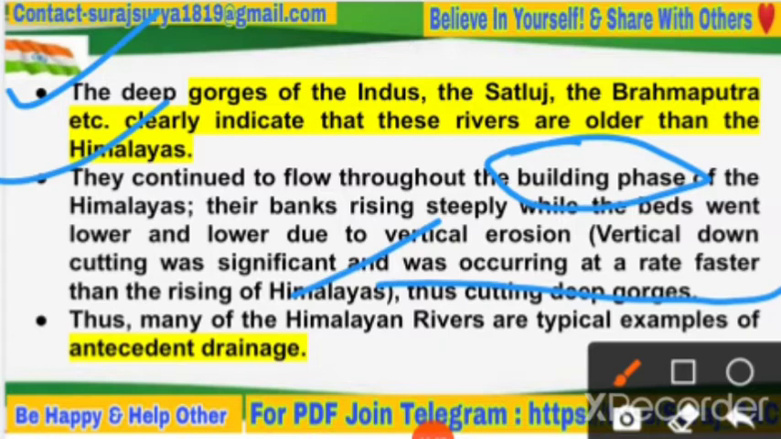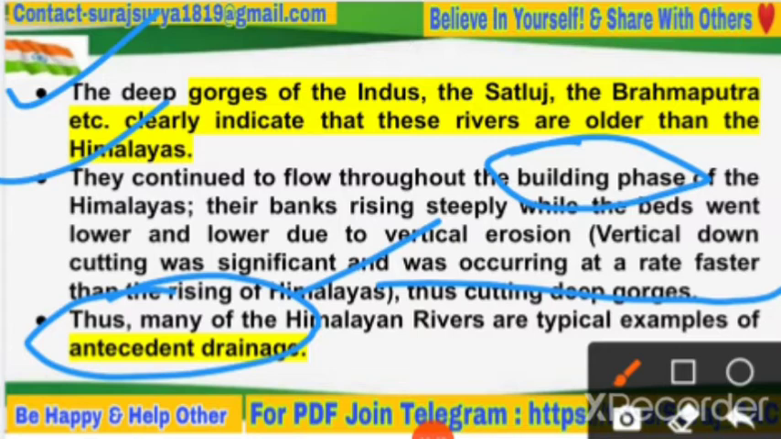That's why the deep gorges of all these Himalayan rivers have formed, and they all have antecedent drainage, which means the same drainage they had initially, all the rivers are following now. Thus many of the Himalayan rivers are typical examples of antecedent drainage, which I have made you understand earlier. I hope your concept of antecedent drainage has been cleared completely.